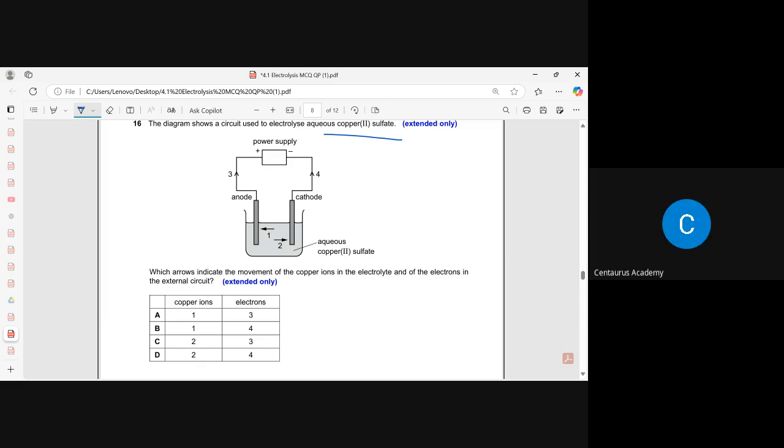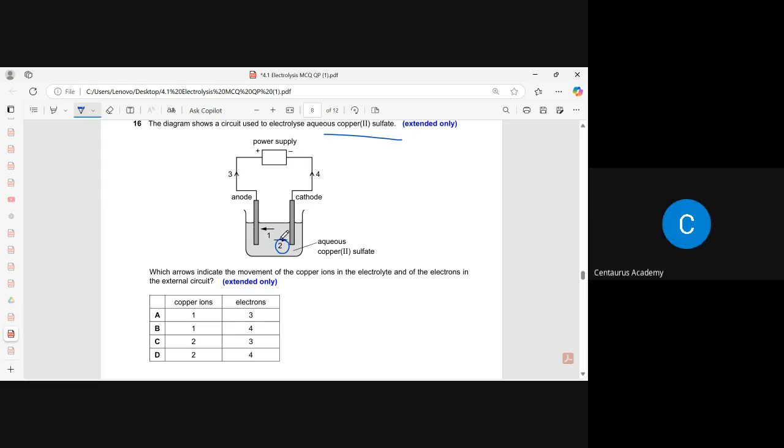Yeah, so we know that we are going to electrolyze aqueous copper sulfate. Firstly, the electrons move from negative to positive terminals, and like we can see the arrow, the number 3 is moving towards the positive, so we can mark that as the movement of electrons. And the copper ions have a charge of +2, and positive ions are attracted towards the negative electrode, which is the cathode, and so 2 is marking the movement towards the cathode, and so that's the correct answer. 2 and 3. Very good.